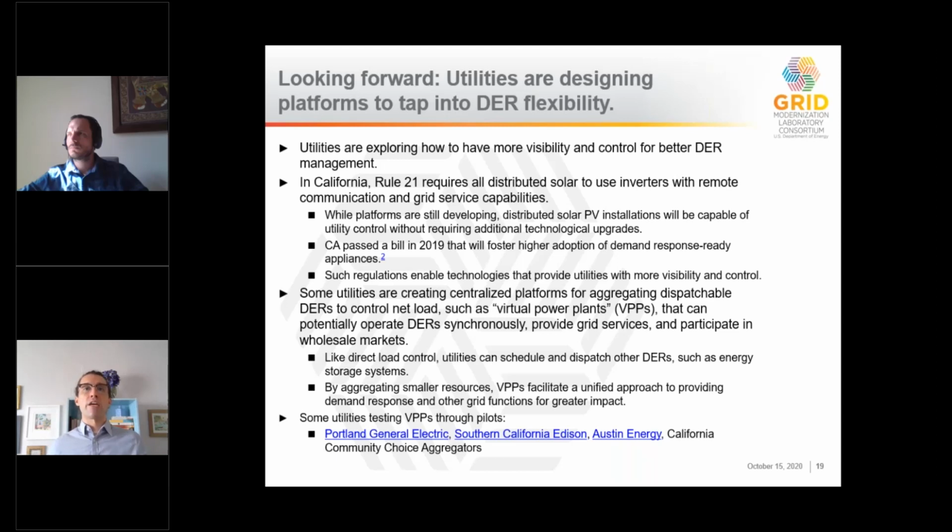And furthermore, they can aggregate these smaller resources, such as small storage systems in residential homes or even commercial, which facilitate sort of a unified approach to providing demand response and other grid functions for greater impact. And so I've provided some examples of utilities that are testing VPPs through pilots here, and there are a few links there.